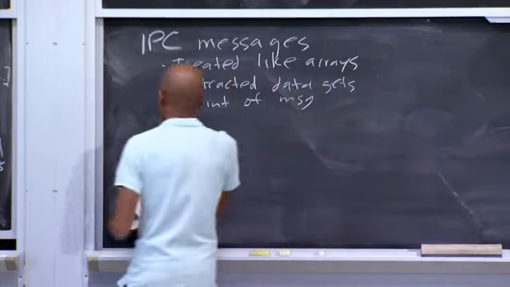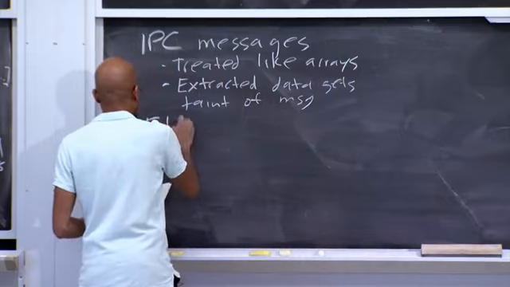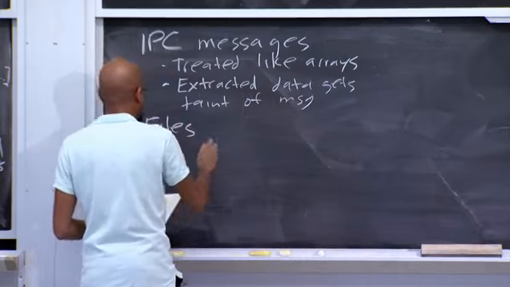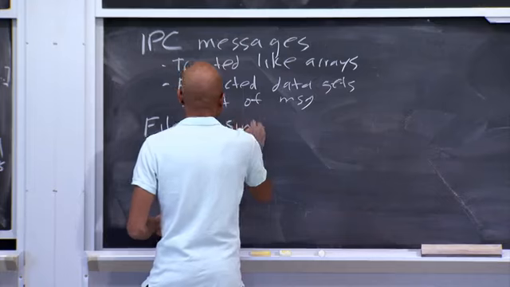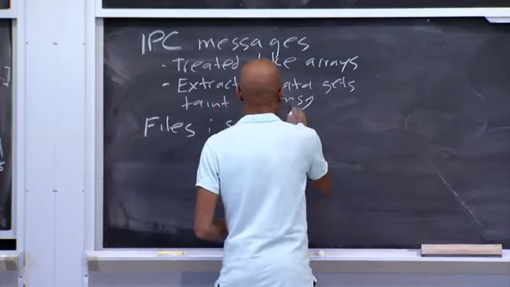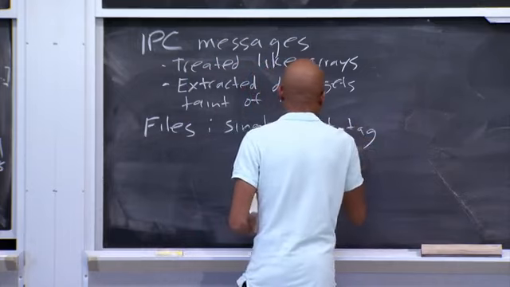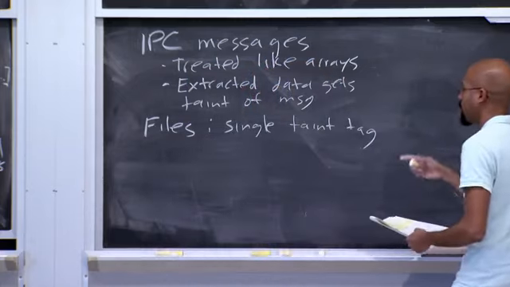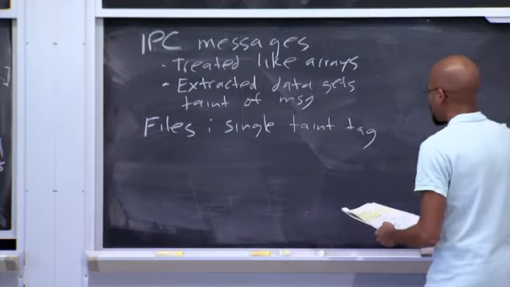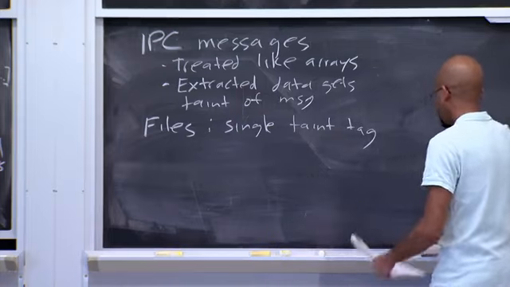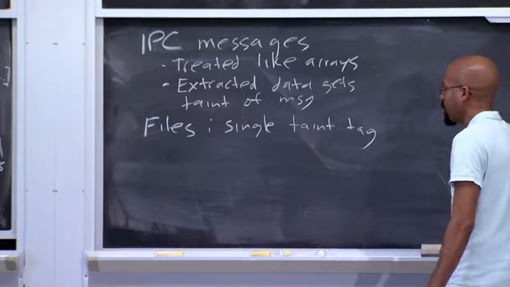Another resource you might worry about is how files are handled. Once again, each file gets a single taint tag, and that tag is essentially stored alongside the file in its metadata on stable storage, like the SD card or whatever. And so this is basically the same conservative scheme that we've seen before.